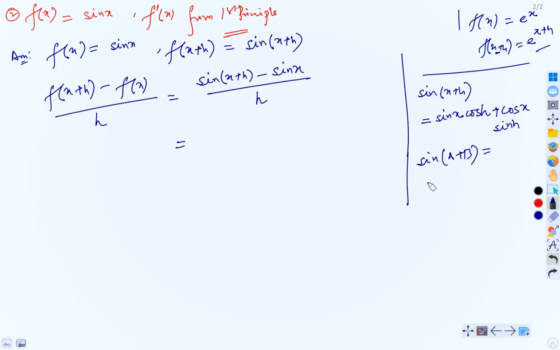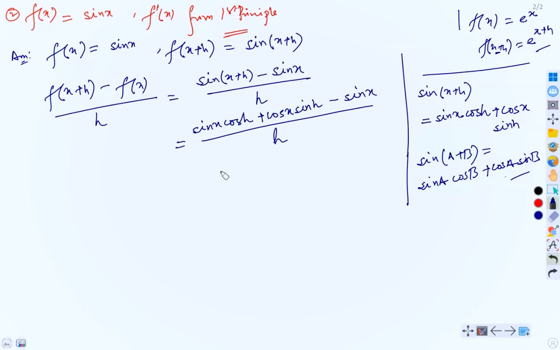Sine a cosine b plus cosine a sine b, right? I am just implementing this formula here. So if we write down the formula, sine x cosine h plus cosine x sine h minus sine x upon h, right? Now there is nothing so difficult here, we just have to simplify, right?